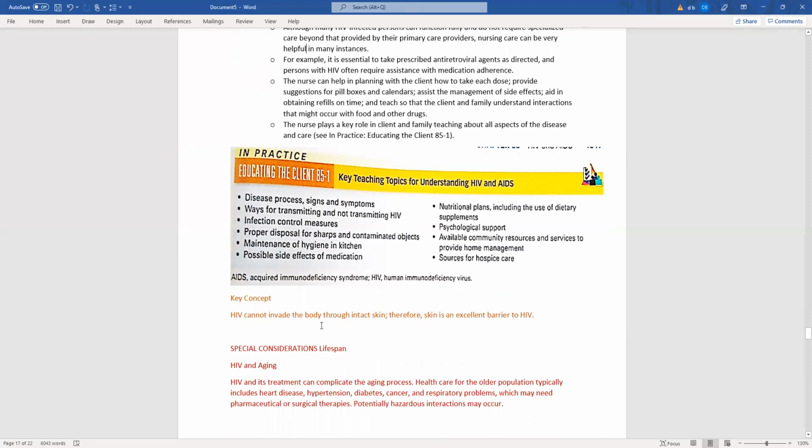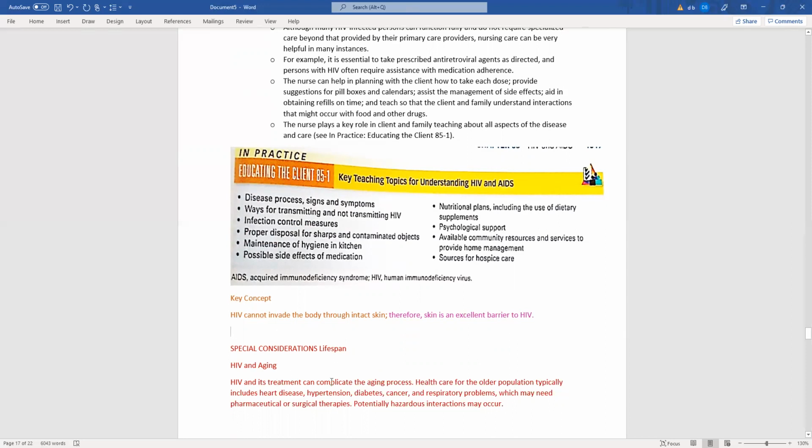Key concept: HIV cannot invade the body through intact skin. Therefore, skin is an excellent barrier to protect yourself from HIV. Just because somebody sneezes on you or puts blood on you and they have HIV, your skin is protecting you from getting it. That's different if you had a break or tear in the skin. That's totally, totally different.